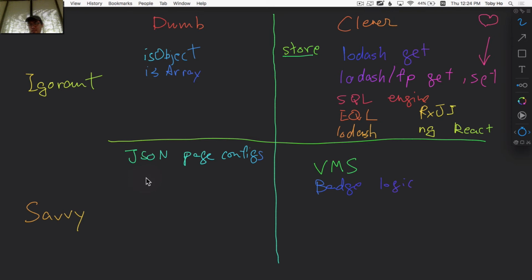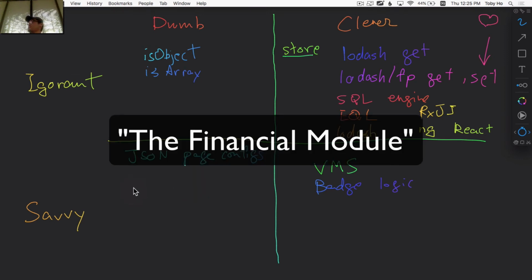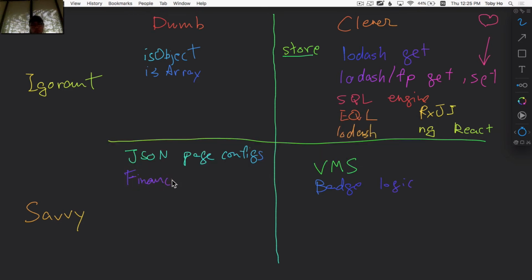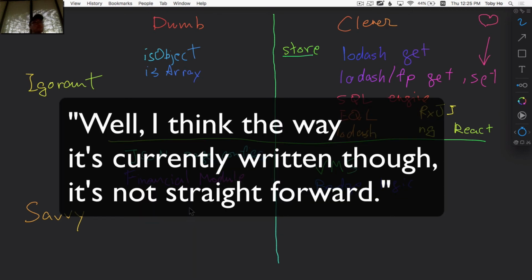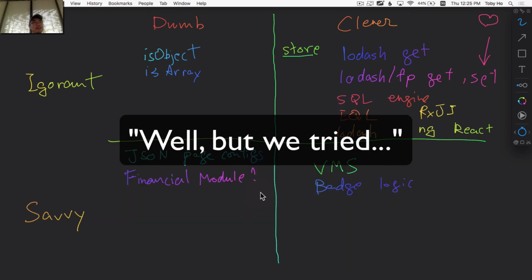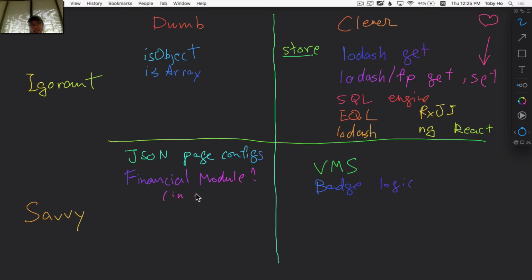Any other example? Do we have any other dumb screens, like code that's very savvy but very dumb? Like it's very straightforward to read. Widgets. Like the financial module, most of the screens in the financial module, you just code it. There's not generic logic and stuff. Well, that's what I do every day. I think that's true. I think the way it's currently written, though, is not straight. Well, but it's tried. It's true, in an ideal world.